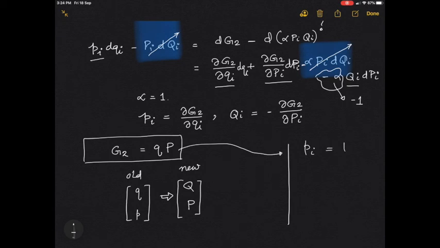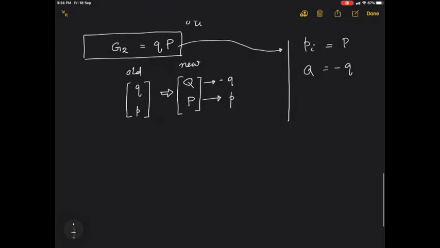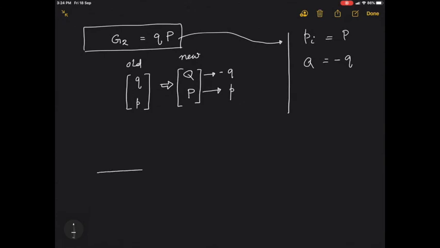So what do I get for this G2? I get small p is del G2 del q, which is P. So small p remains as it is. And I get Q equals minus del G2 del capital P. So this is minus q. So Q becomes minus q and P is p. And let us do that fun again to draw these two coordinates. So I have q here, p here, and capital Q here, P here. So capital Q is minus q, so this has come here.